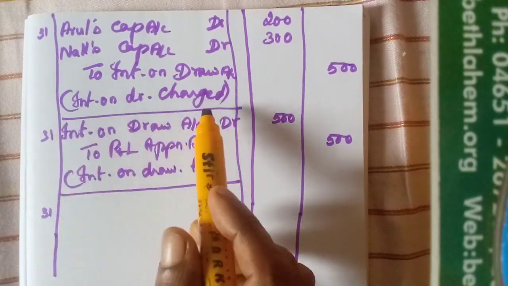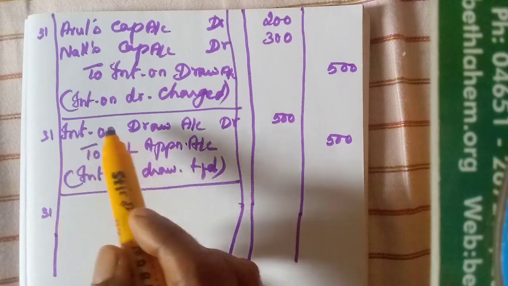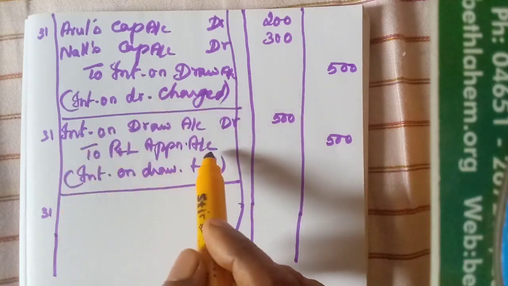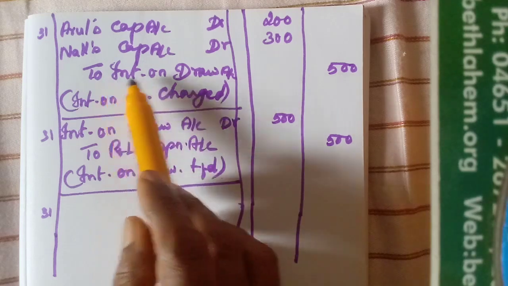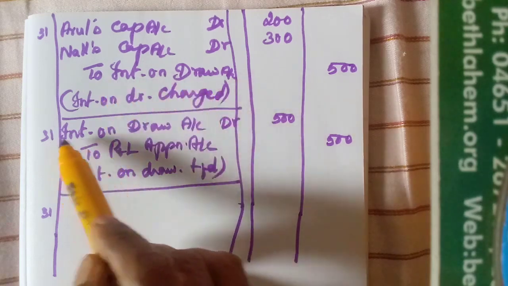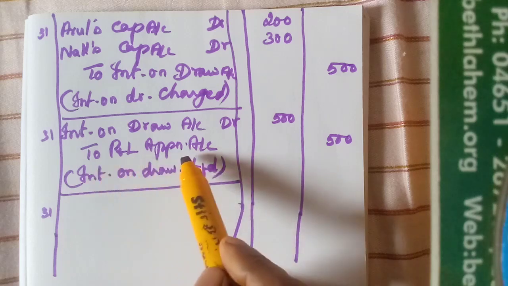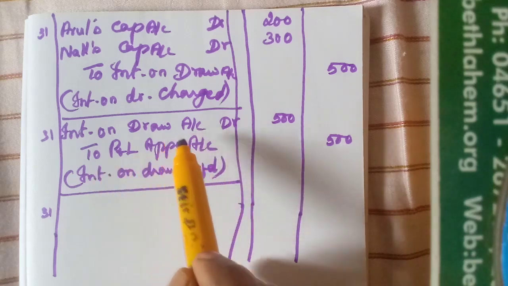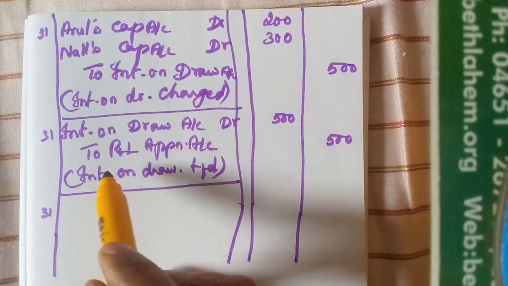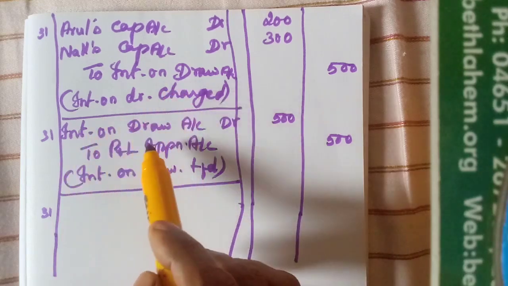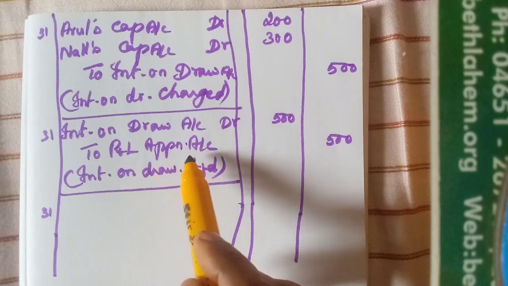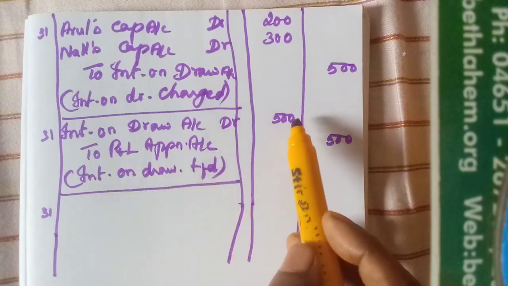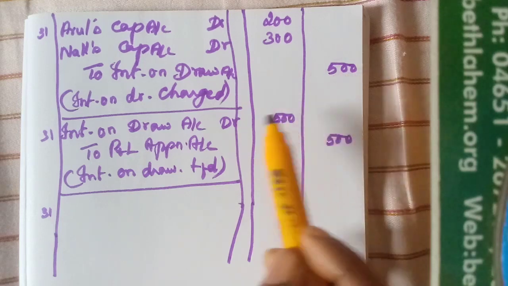After this charging entry, we have to transfer that interest on drawings to the profit and loss appropriation account. Since we credit the interest on drawings, we should debit it, and the profit and loss appropriation account must be credited because it is an income for the firm. So what is the entry? Interest on drawings account debtor to profit and loss appropriation account. Interest on drawings transferred. Here the amount, the total, is 500.